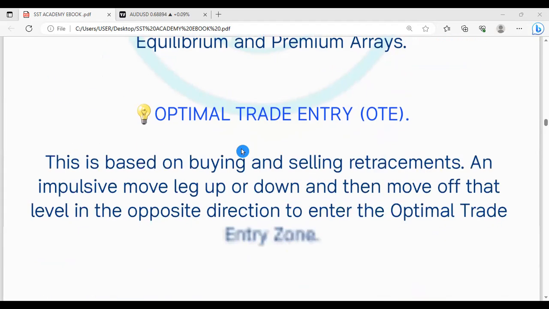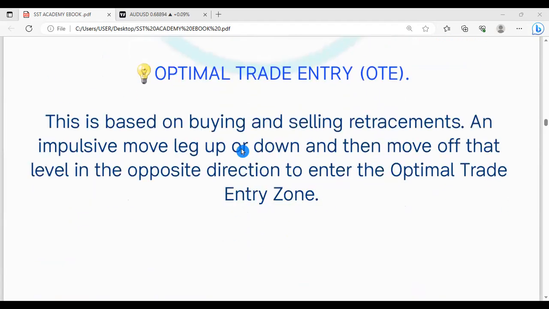Okay, so we also have what we call optimal trade entry. I will explain this on the real chart so that we may see how we can draw these zones. Optimal trade entries, these are points.